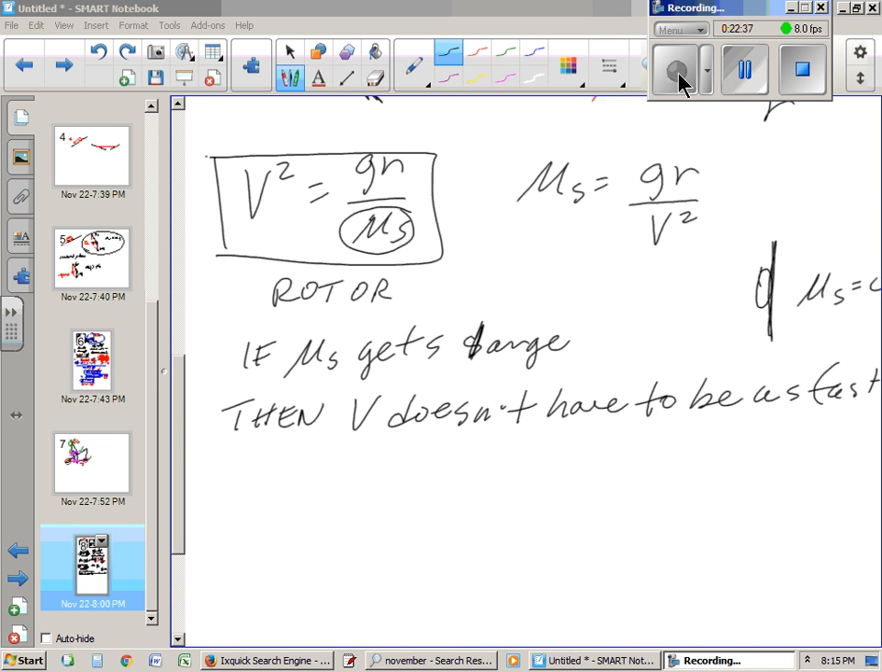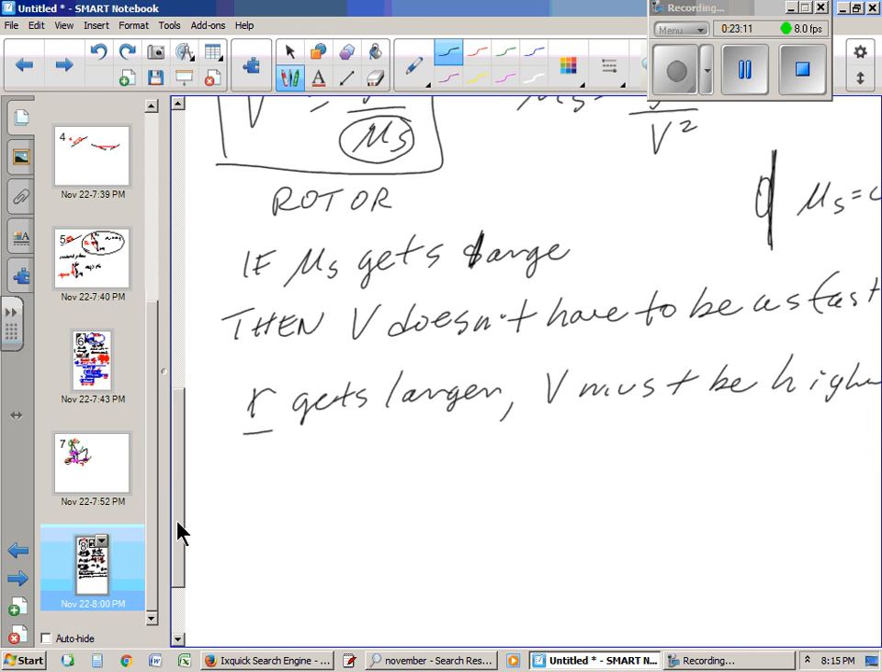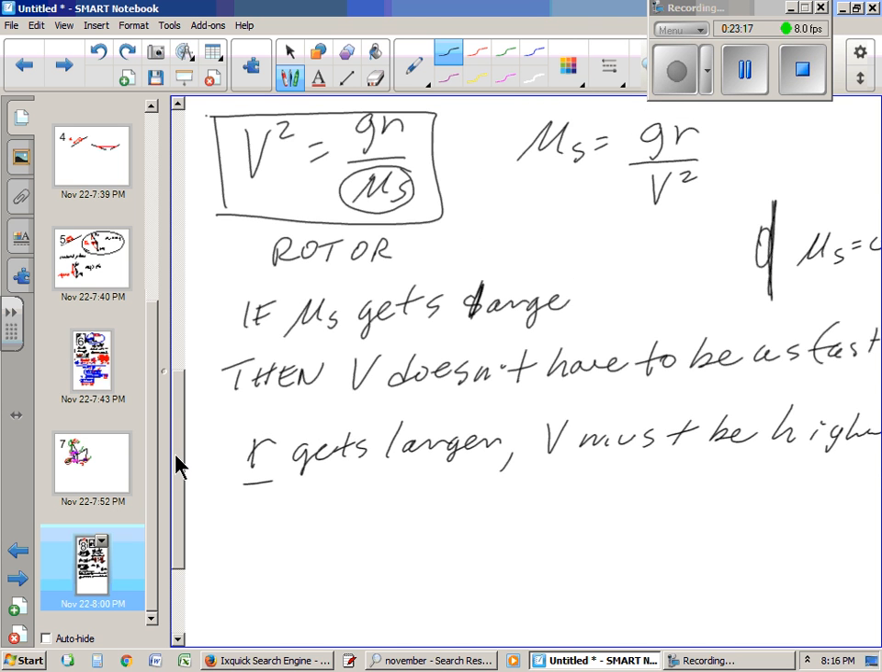Another thing, what if r gets larger? Well, if r gets larger, then v must be higher. So if you're going to make a rotor, you don't want to make a really big rotor with smooth walls. You want to make a low radius rotor with high coefficient of friction. And that's what you see in the amusement park rides. The wall is fairly rough and the radius is fairly small. Therefore, you don't have to worry about your penguin slipping down the wall.